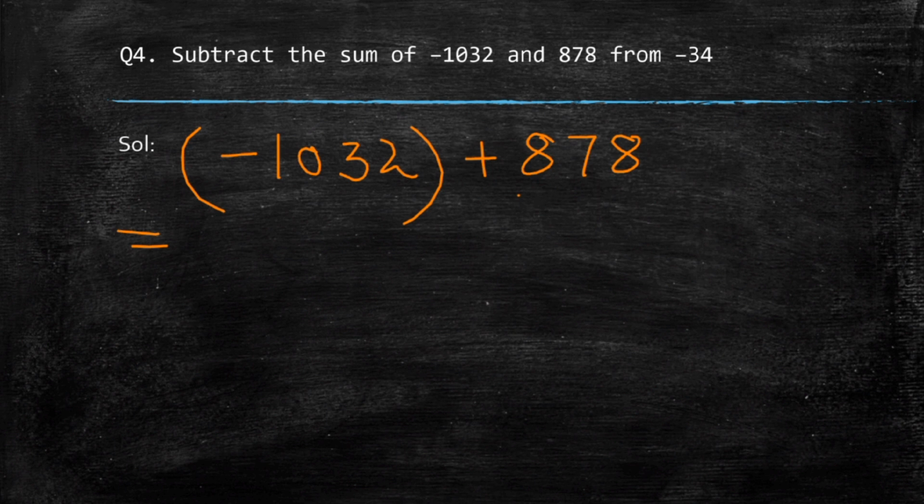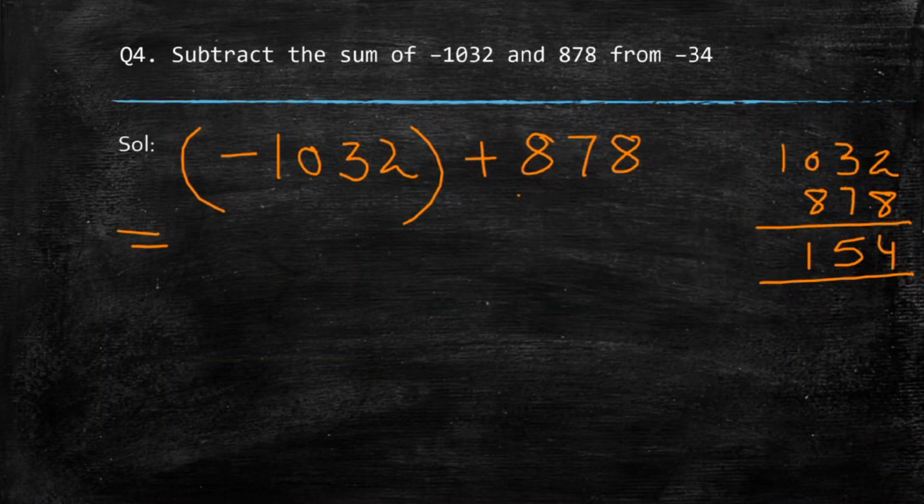As you know very well, minus plus, the sign will be of the greater value. So 1032 minus 878, we are going to write it down. 1032 minus 878, the answer is 154. But the sign would be of the greater value. 1032 is greater than 878 and it is negative. It means the answer would be minus 154.